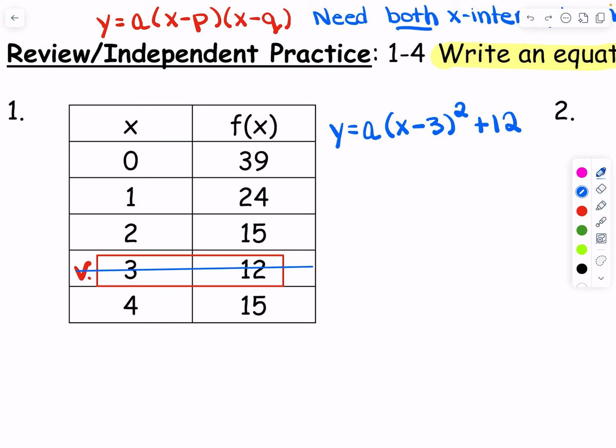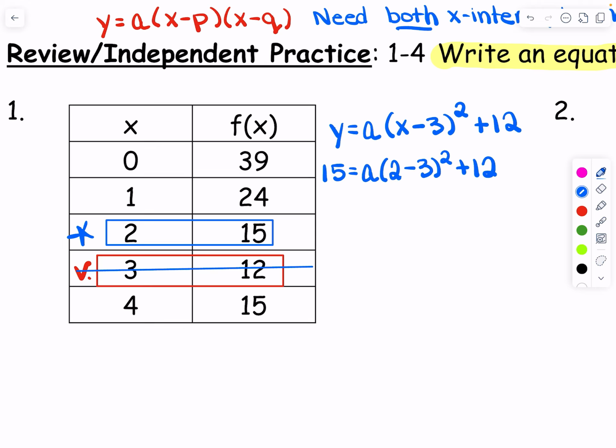So it doesn't matter which one you pick: 0, 39, or 1, 24. Pick whichever one you choose. I'm going to go ahead and pick 2, 15. Okay. So my y value is 15. We do not know a. The x value is 2 minus 3 squared plus 12.